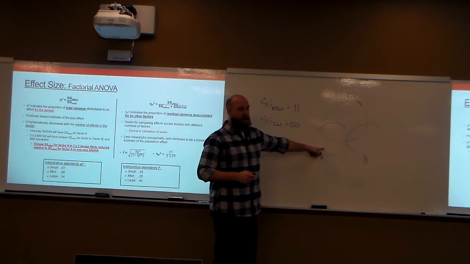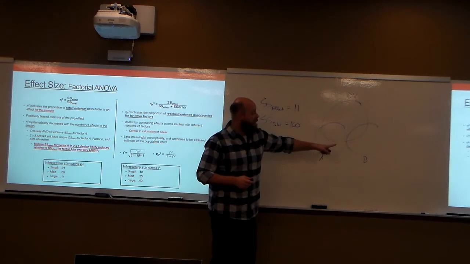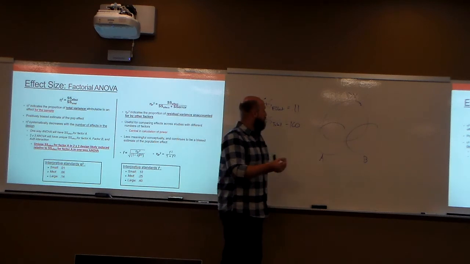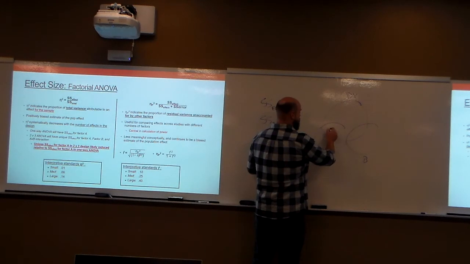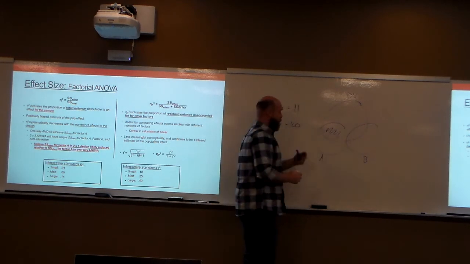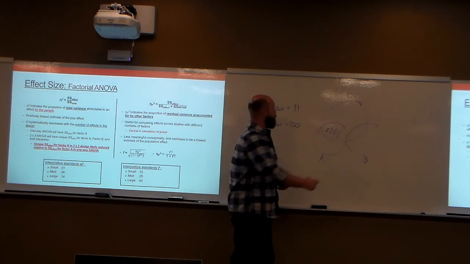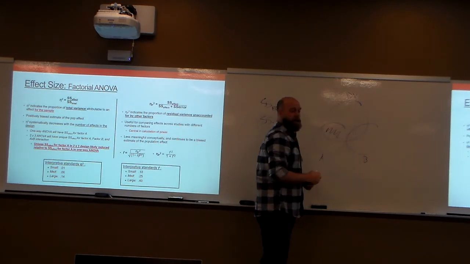If I'm looking at factor A here, now I want to calculate eta squared for factor A. I'm going to take this here as my sum of squares for effect divided by what? For eta squared, the total, right? The big circle.